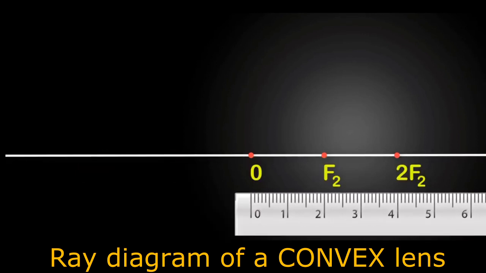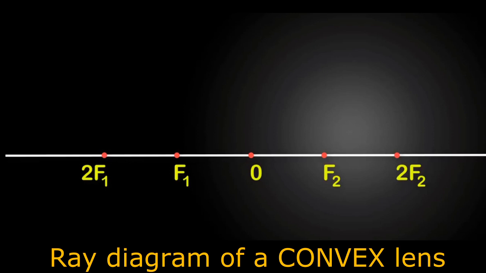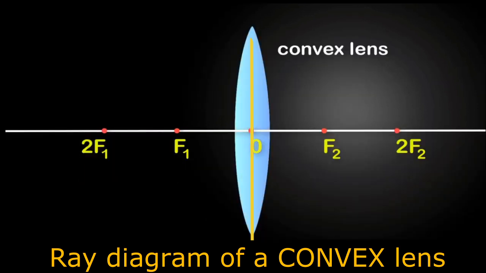Mark double the distance as 2f1 and 2f2. That means if you take 2 cm from the mark O as the focal point, then 2f must be 4 cm away from O. Finally, mark the optical plane and the lens in such a way that the principal section of the lens should be on the optical plane.